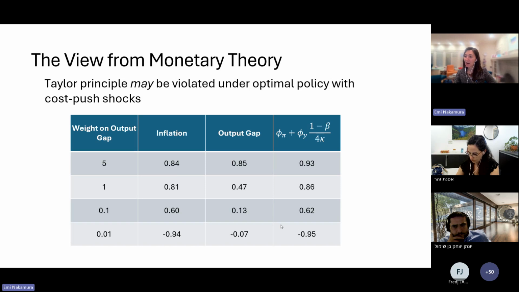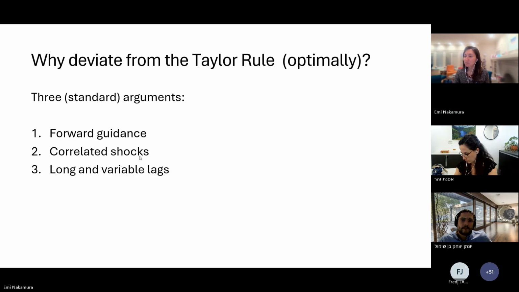Okay, and this is going to be related to a lot of the things I just talked about a few moments ago about why, if you have a central bank that's following optimal monetary policy with commitment, in fact, it does not prescribe that the central bank should always follow the Taylor principle in response to cost push shocks. And that's basically what this table is showing using a simulation.